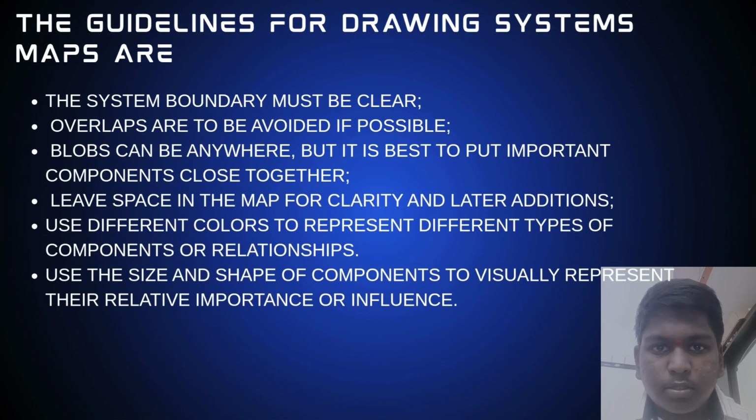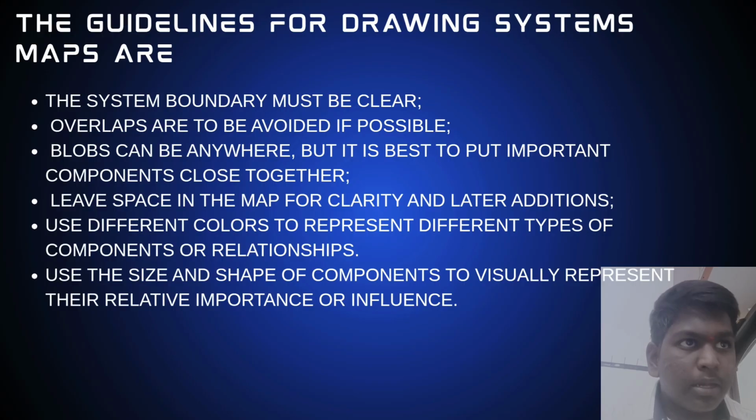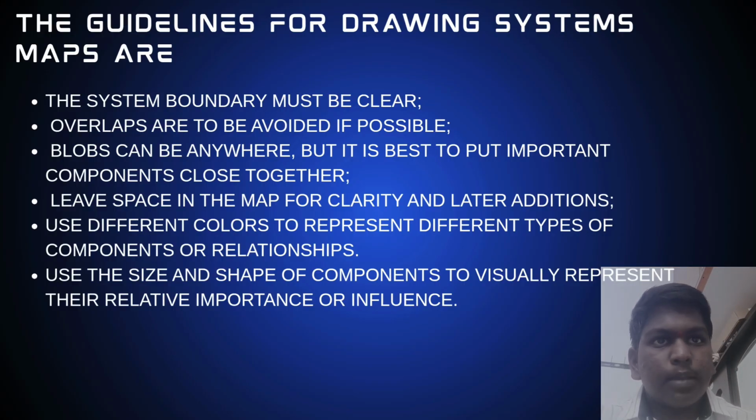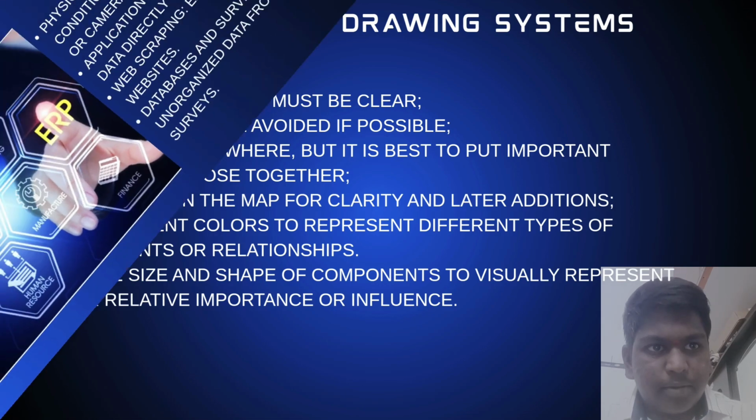Next, as with the rules, there are some guidelines for drawing system maps, and those are also given in the presentation. You can have a look at it. Some points are that the system boundaries must be clear, overlaps must be avoided if possible, and blobs can be anywhere, but it's best to put important components closer together. There are still many more, and you can have a look at them.